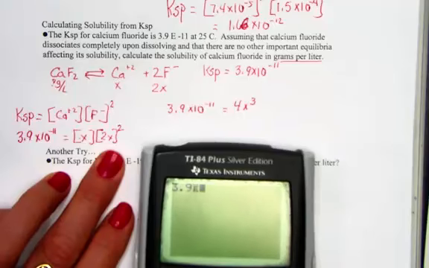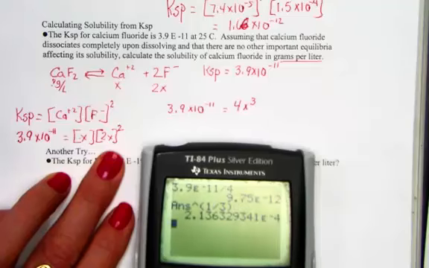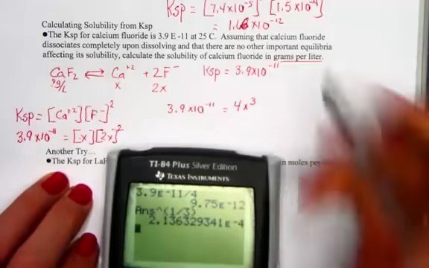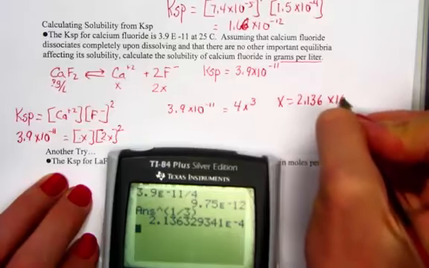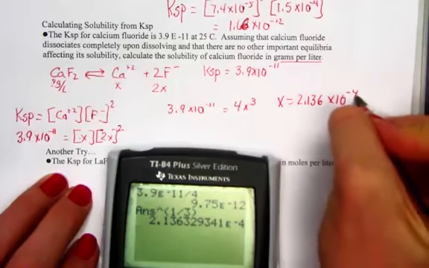3.9 e negative 11, divided by 4, is equal to x cubed. Raise that to the cube root, and we get 2.13, and I'll carry that over. X is equal to 2.136 times 10 to the negative 4th.